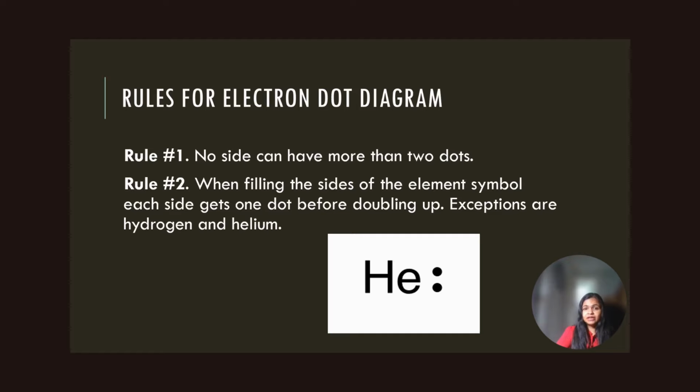So when filling the sides of the element symbol, each side gets 1 dot before doubling up. For example, the best way to follow the rules is to distribute helium's 2 valence electrons, so one here and one here. That's the most correct way to draw the electron dot diagram or Lewis dot diagram for helium with atomic number 2.